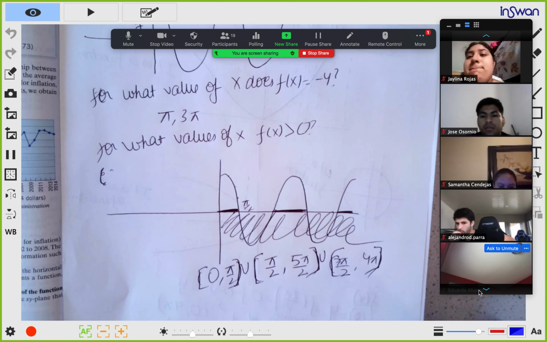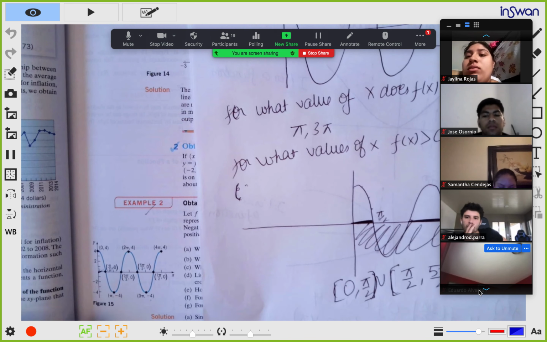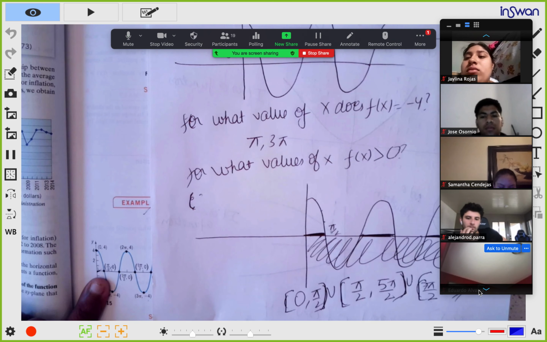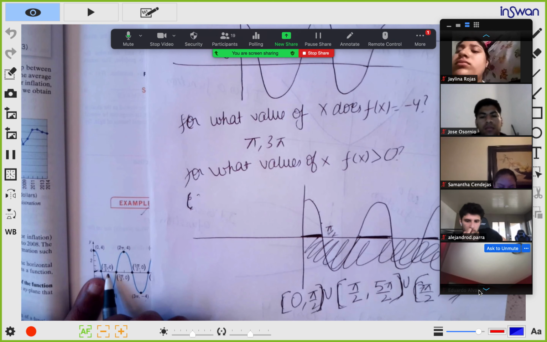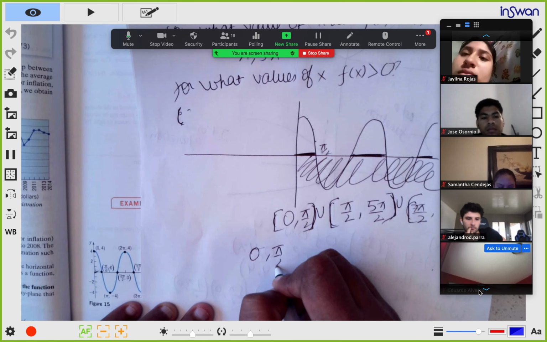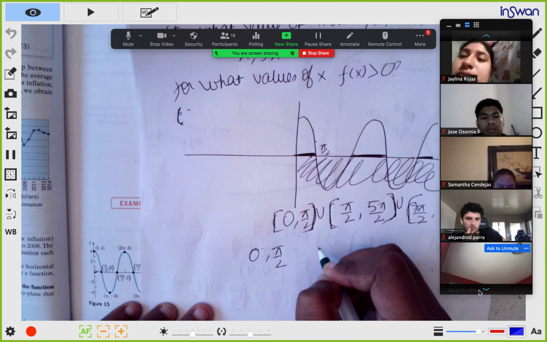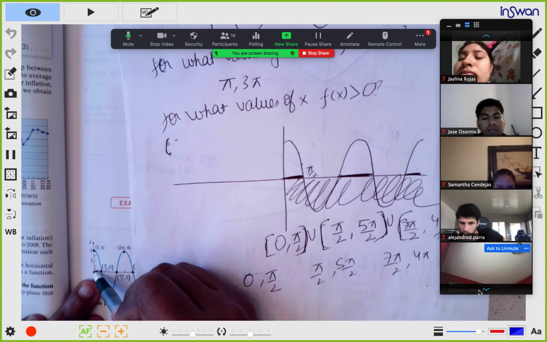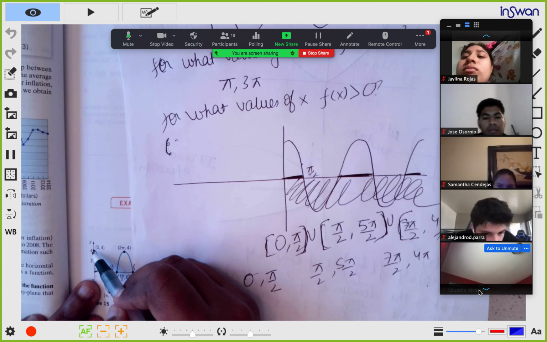Isn't it in parentheses for pi by 2 though, because it's not equal to 0? Pi by 2, but at pi by 2 the value is 0, right? Yes, I agree. Someone corrected me, I'm glad you corrected me. So at 0, what's the value? And then you have 7 pi by 2 and then 4 pi, right? These were the intervals. What's the value at 0? 4, right? Which is definitely greater than 0. So you make a closed bracket at 0.